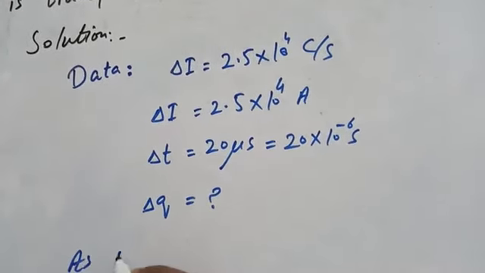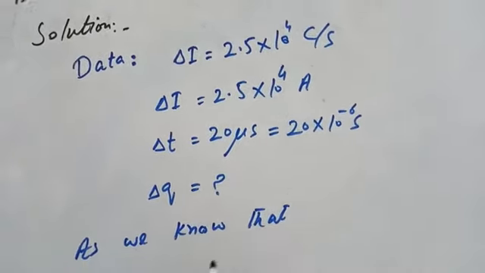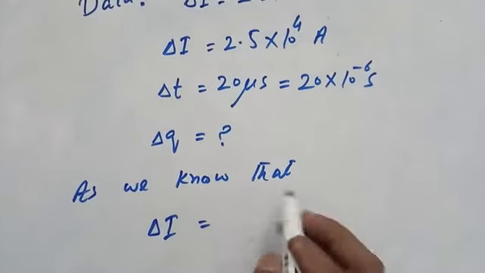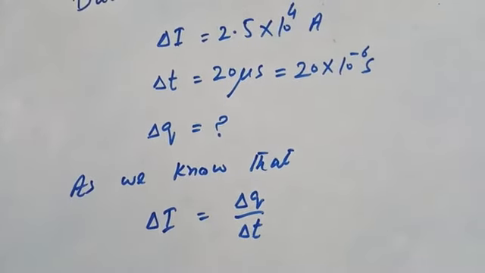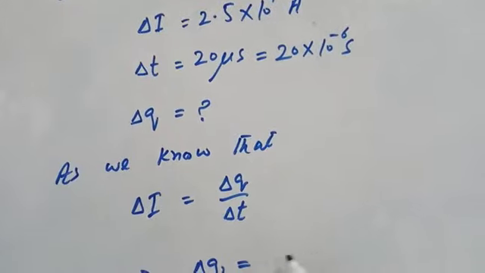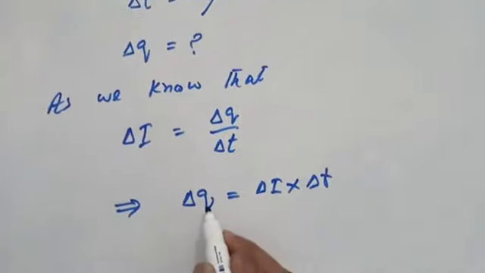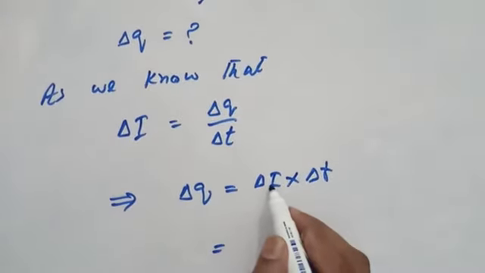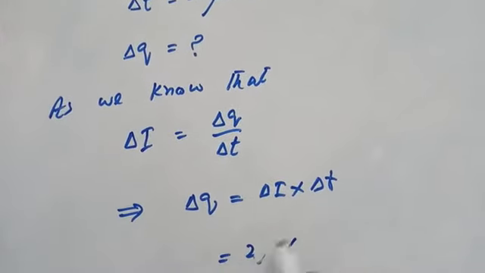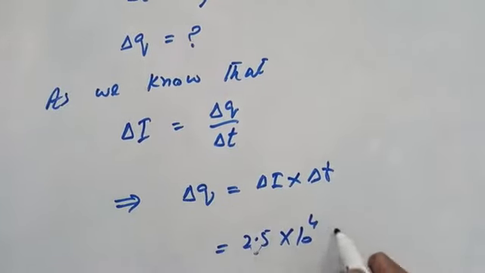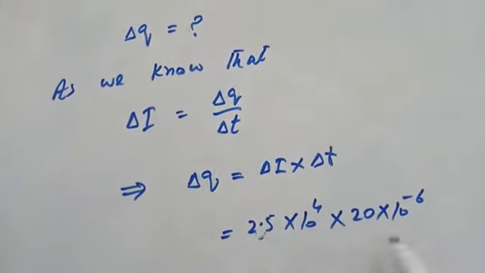As we know that the current is defined as the rate of flow of charge. From this statement, we can write charge as the product of current and time. To calculate charge, we put the value of current and time. The value of current is 2.5 × 10^4 and time is given as 20 microseconds.